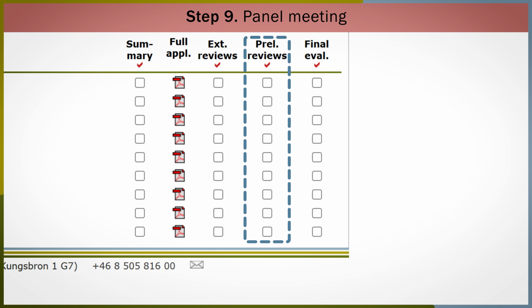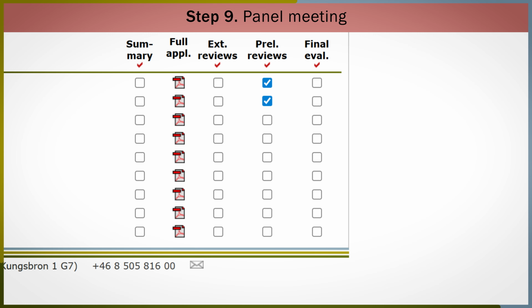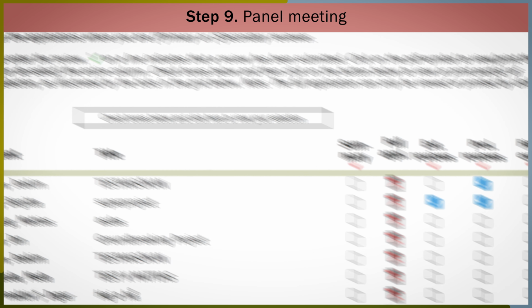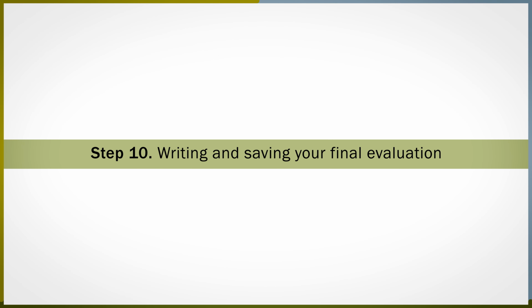If there are external reviewers involved in the evaluation process, you will be informed by the SSF Research Officer in advance. You can see their evaluations prior to the panel meeting under the column Ext Reviews. Check the boxes you are interested in, and then the button Check Boxes below and click here to view your selection. Step 10. Writing and saving your final evaluation.